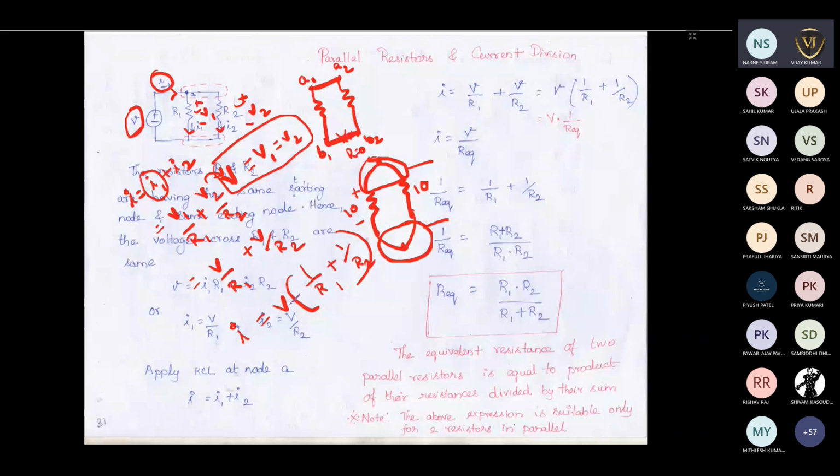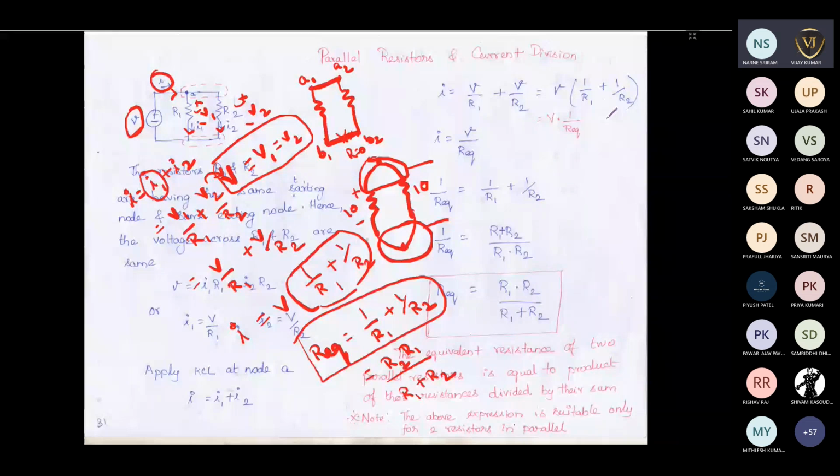From this, what we can say is that this gives the equivalent resistance for the parallel elements. R equivalent for the parallel circuit is given by 1 by R1 plus 1 by R2, or in another way you can write it as R1 into R2 divided by R1 plus R2. So this is the R equivalent you can find. There is another way to find it also. This is a very simple equation.